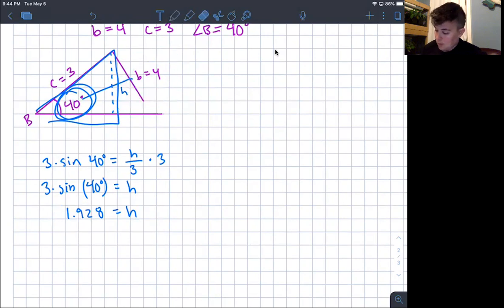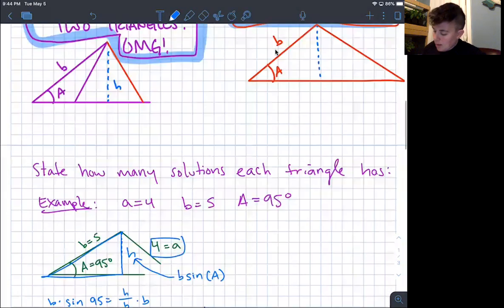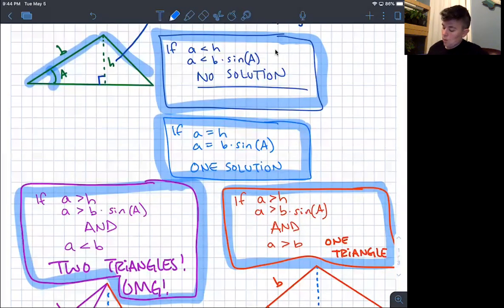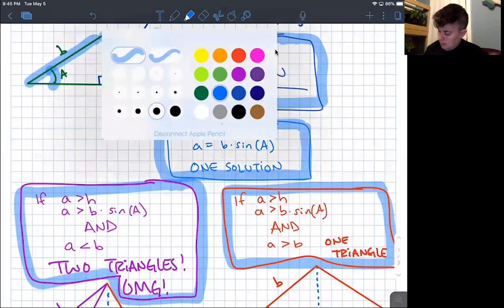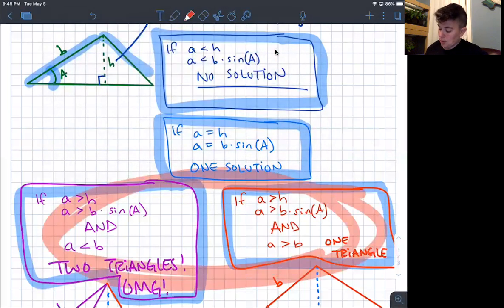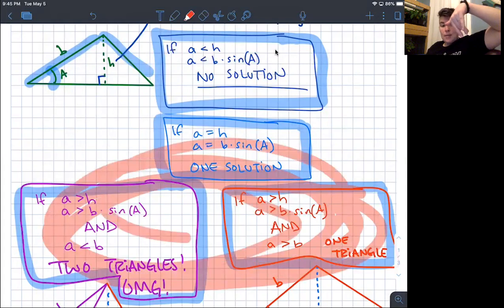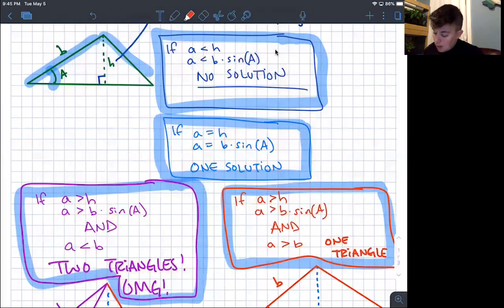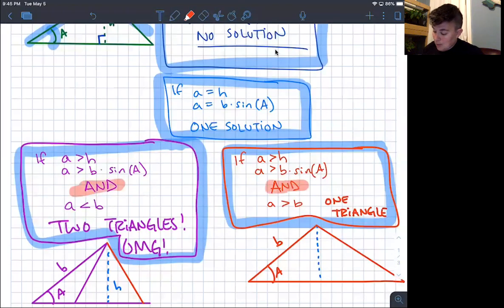So y'all, what that means is b is greater than the height. Okay, so now let's go up and look at our situation. We're going to be in one of these two situations where that extra side is larger than the height. So what we need to do now is figure out the and part.